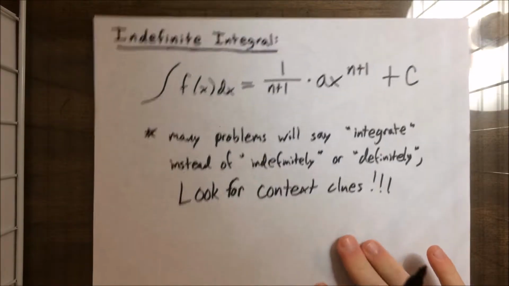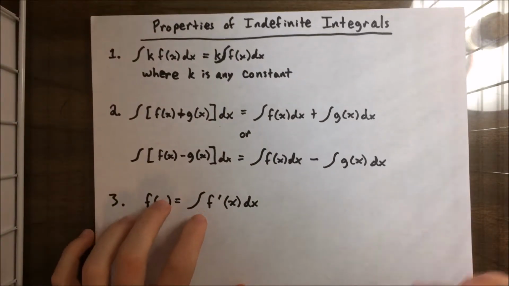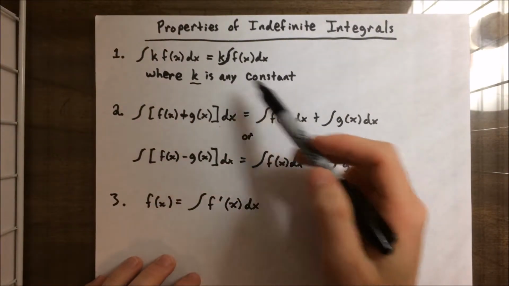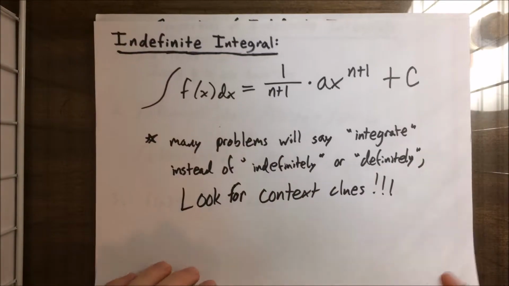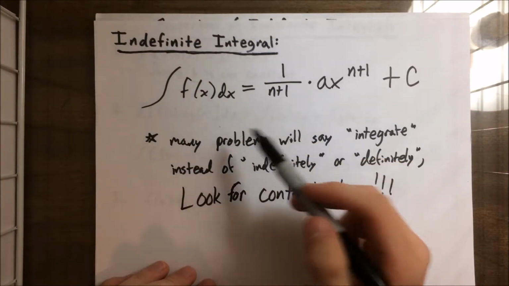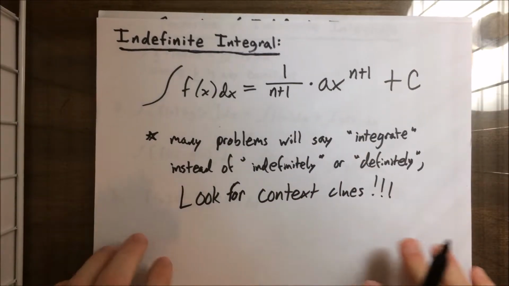Now let's look at the properties of an indefinite integral. If you have a constant within the integral, where k is any constant, then you can take it out of the integral. It's not going to change anything by having it in or out. In the function right here, a is a constant, so you could take a out and it's not going to change anything, because you're still going to be multiplying by a.